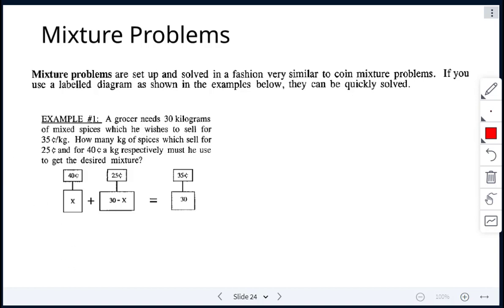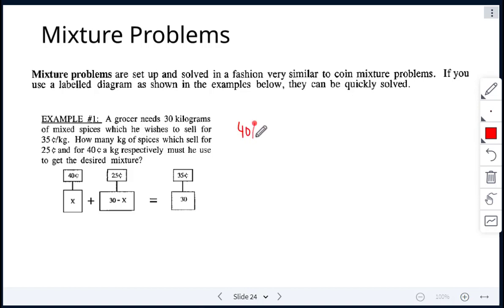All right, so our example here for a mixture problem, a grocer needs 30 kilos of mixed spices. He wants to sell it for 35 cents per kilo. How many kilograms of spices, which sell for 25 cents and 40 cents a kilo respectively, must he use to get the desired mixture? So we've set up our diagram here with everything we know from the question.